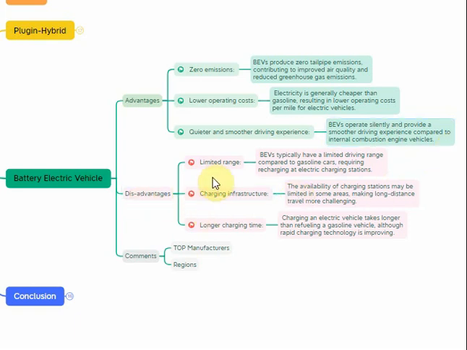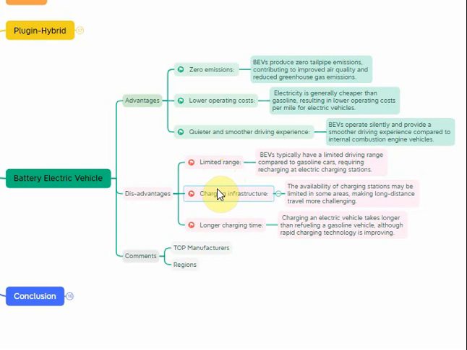Disadvantage: it has a limited range. This technology is evolving, and in the future the range will increase. That's one of the challenges that battery electric vehicle manufacturers are facing right now. Second is charging infrastructure. The moment you are not able to charge, the vehicle simply becomes idle.